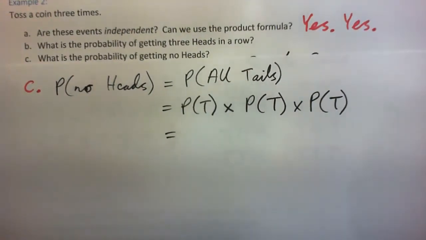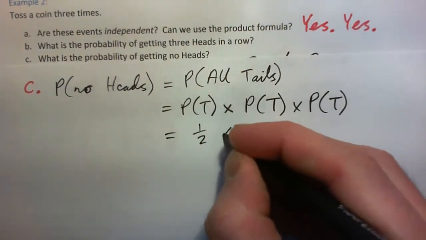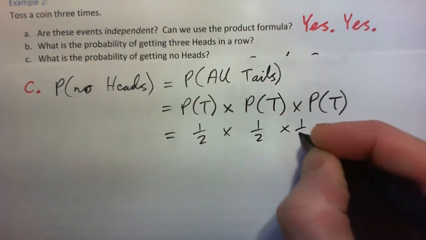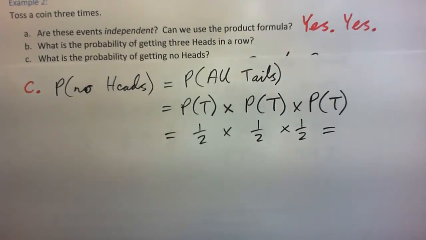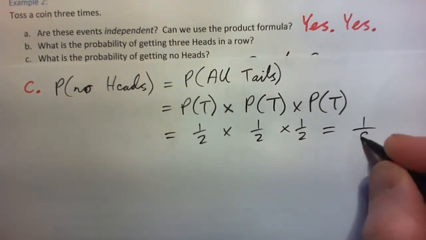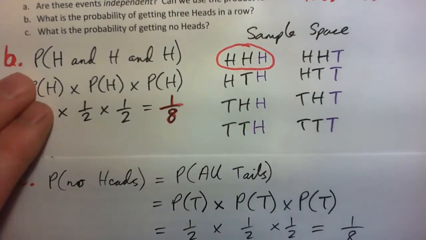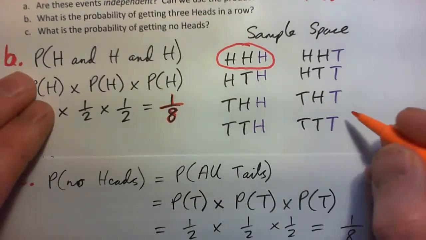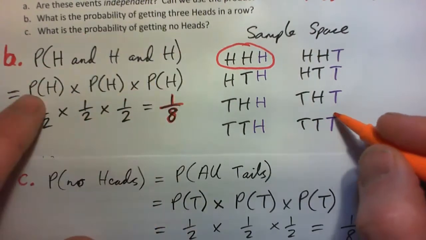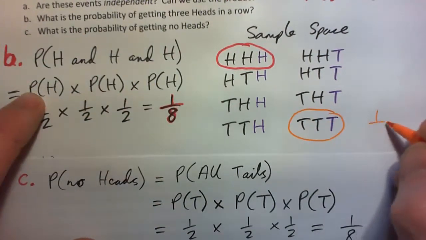So three tails in a row, again, one half times a half times a half, which is 1/8, right? Now, if we consult our sample space, here we see it. Probability of getting no heads is just tail, tail, tail, and that is 1/8, right?